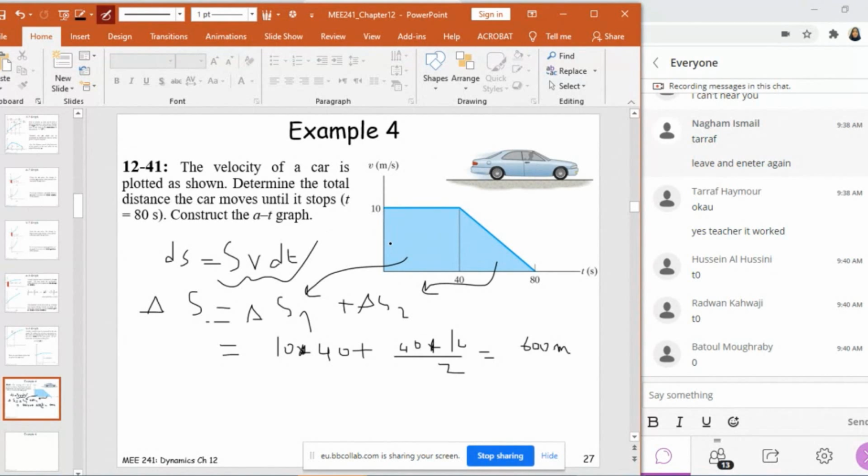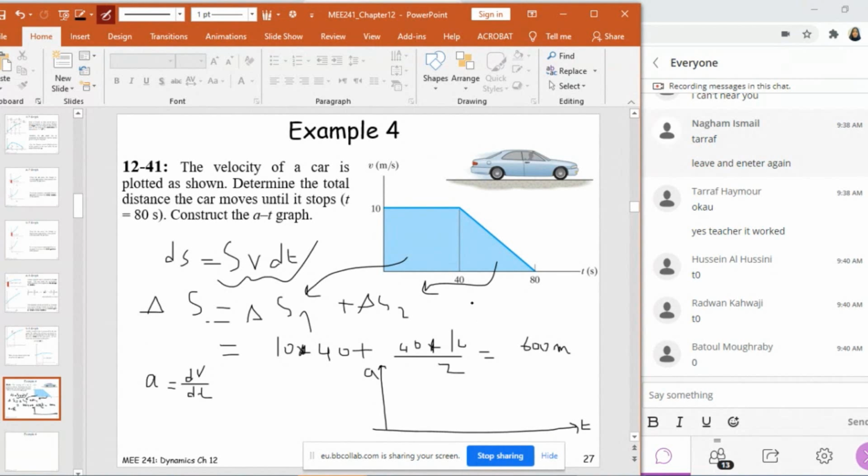Construct an A versus t graph. How to construct an A versus t graph? In fact, I know that A is the derivative of V with respect to t, which means it is the slope. Right? Now here, since V has a regular shape, I can directly draw A versus t. Right? So I'm gonna draw A versus t. Let's say this is A and this is t.